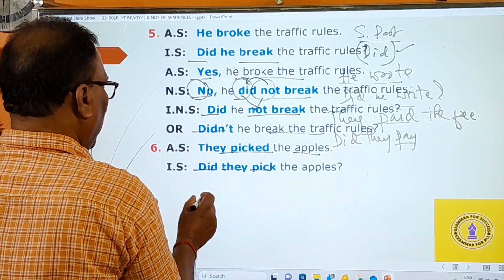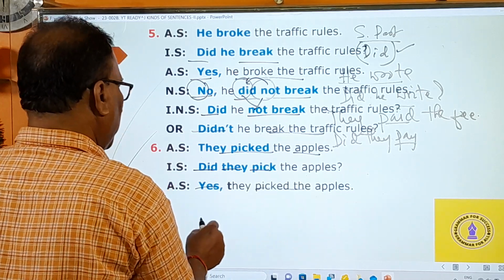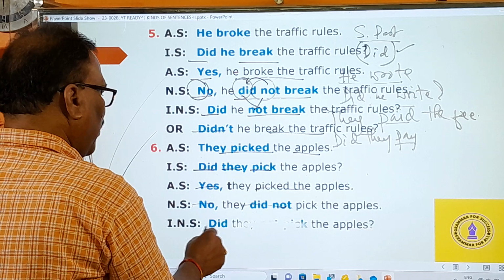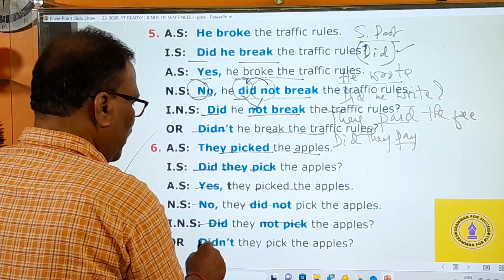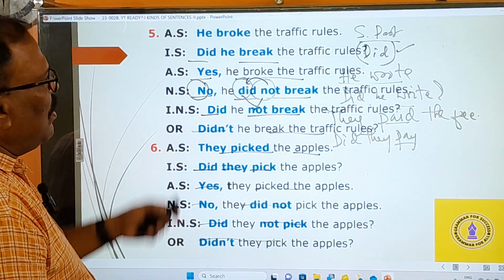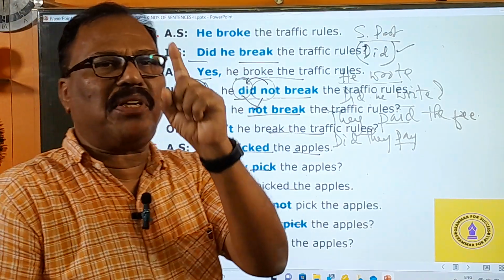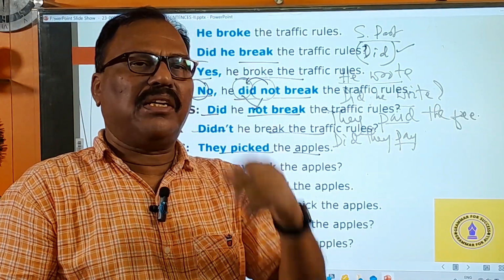Affirmative sentence: Yes, they picked the apples. Negative sentence: No, they did not pick the apples. Interrogative negative: Did they not pick the apples? Practice: Didn't they pick the apples? So, sir, this kind of practice you can have only after learning the tenses. Then you say, oh, very easy.